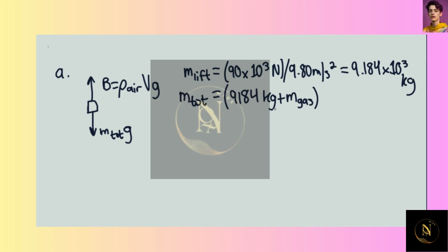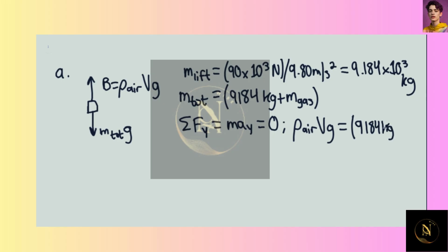And so we can set up Newton's second law. The sum of forces in the y direction would be equal to the mass times the acceleration in the y direction. We know that this is equaling 0. And so therefore we have that the buoyancy force, the density of air multiplied by V times G, would be equal to that total mass, 9,184 kilograms plus the mass of the gas, times G.